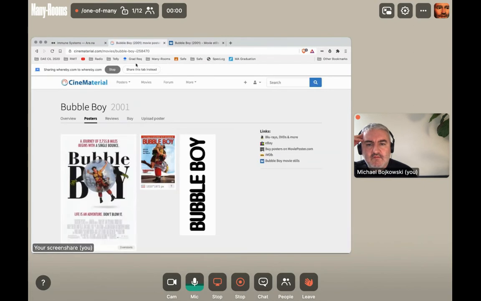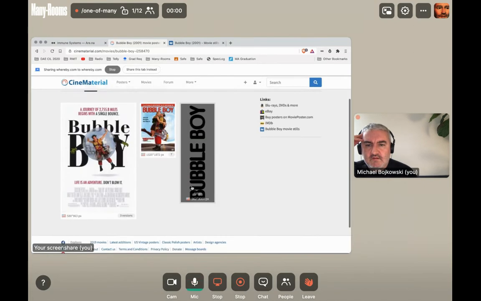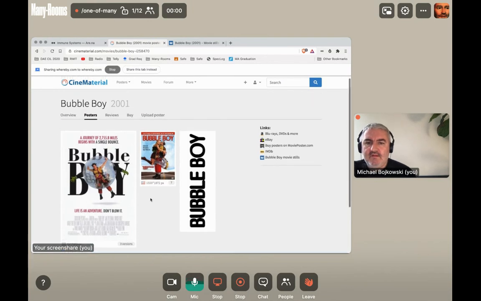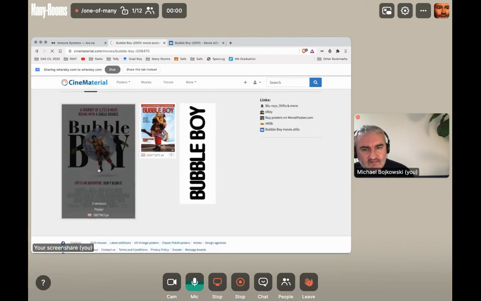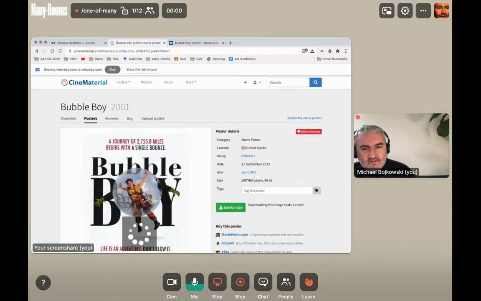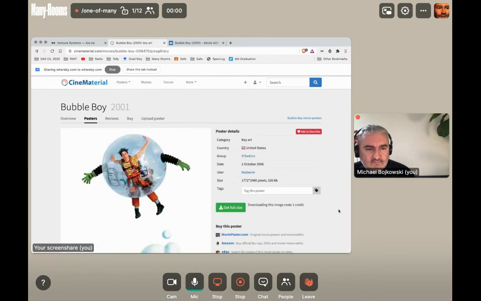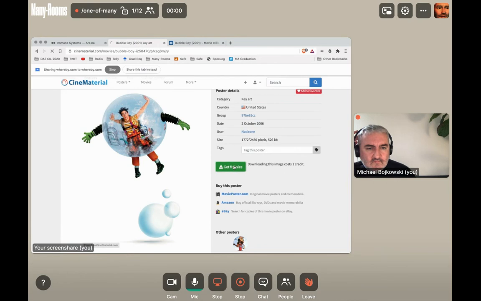We need to add something referencing Bubble Boy, because I think this film is based on the story of David Vetter, except it's a wacky screwball comedy. That's why I'm here looking at this terrible poster. There's one that didn't have, yeah, that one. I would like to add this one. Do I want to download the actual artwork? Looks like I'm doing it.